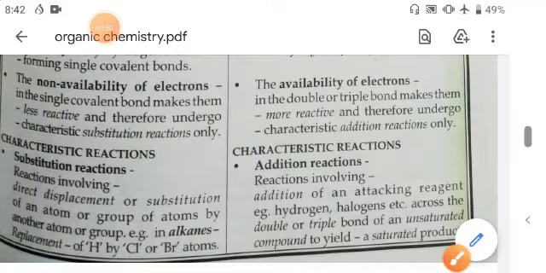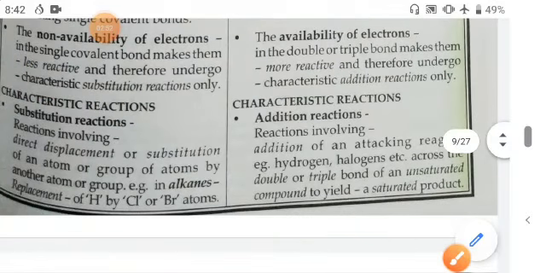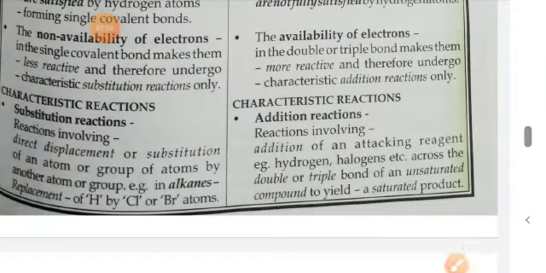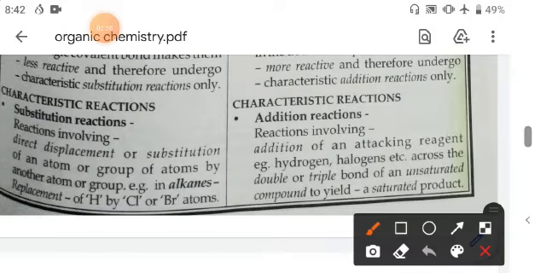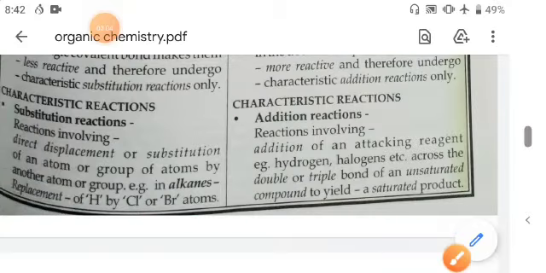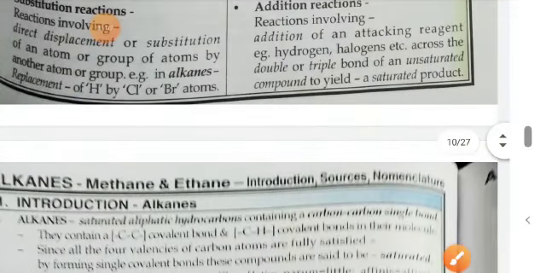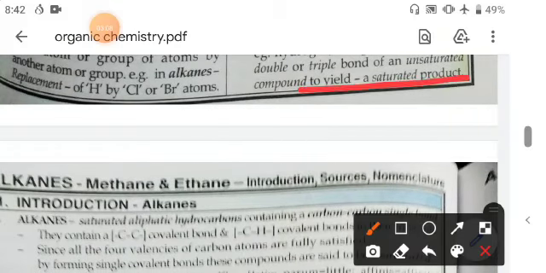Now, characteristic reactions. Here substitution reaction is given. In a substitution reaction, it will substitute its hydrogen by chlorine, fluorine, bromine, iodine, and it will add with the hydrogen, fluorine, chlorine, bromine and iodine for yielding a saturated product.